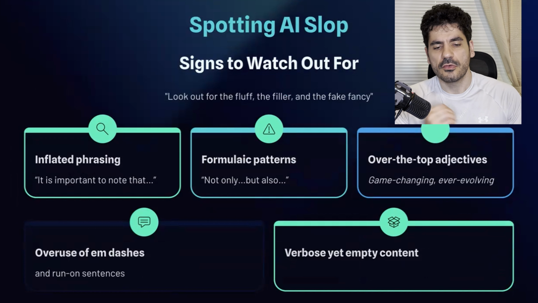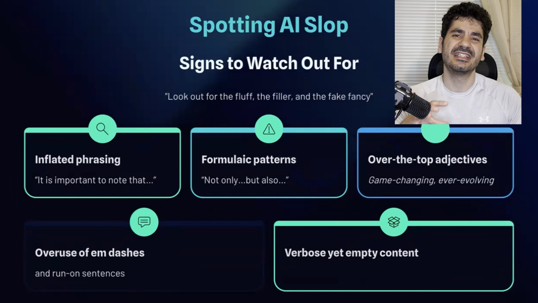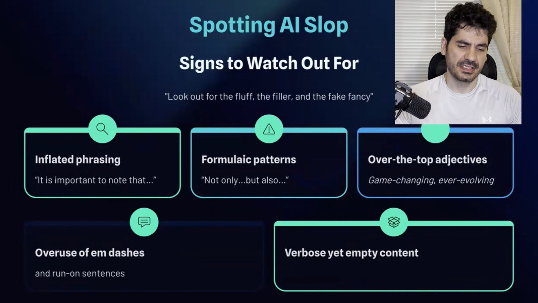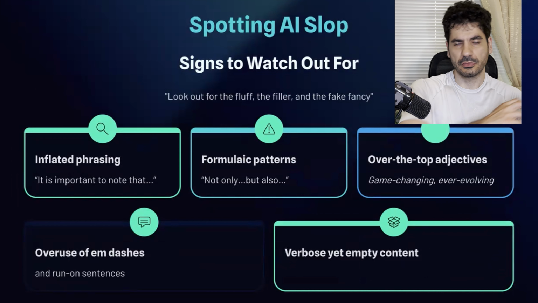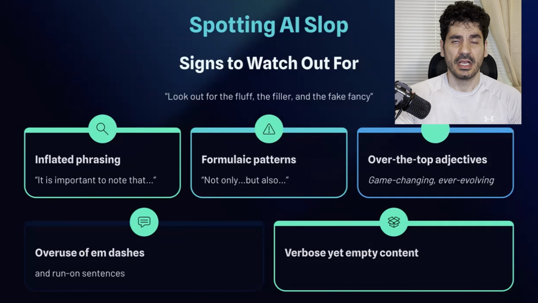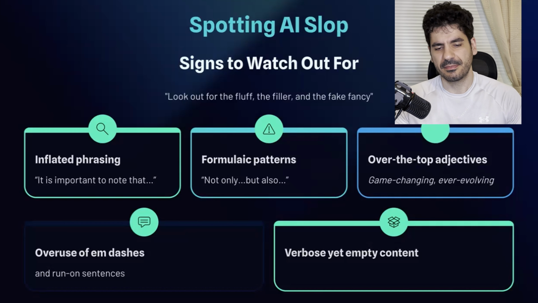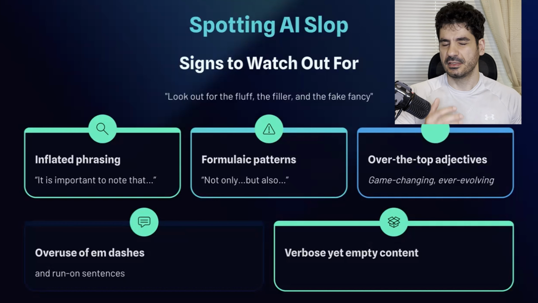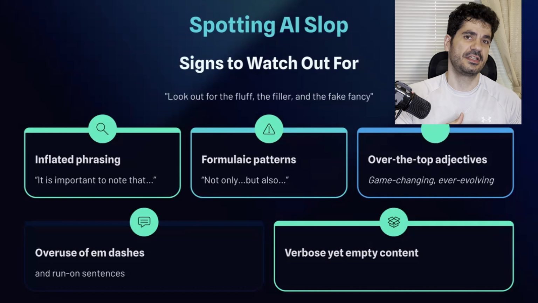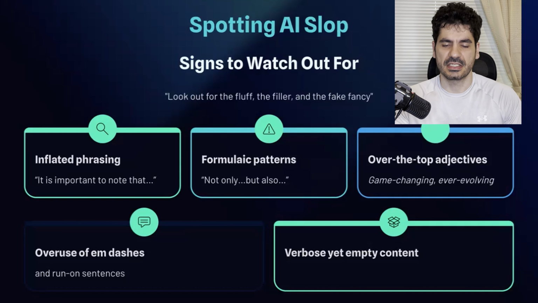You need to look for the fluff, the fillers, and then the fake fantasy. Some examples here are inflated phrasing, like saying it is very important to note that, followed by a lot of unrelated content that doesn't provide enough information. Or formulaic patterns, like not only but also. It's okay to have it once, but if it is happening repeatedly, you can spot it. Then there are over-the-top adjectives like game-changing or ever-evolving, which you barely hear but see repeatedly in LLM results.